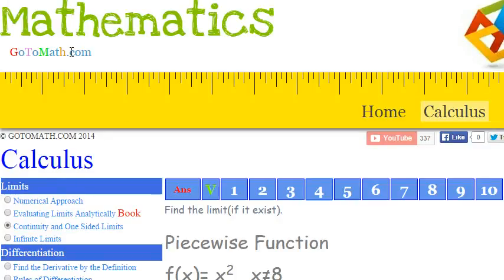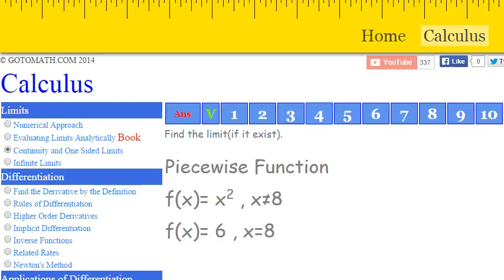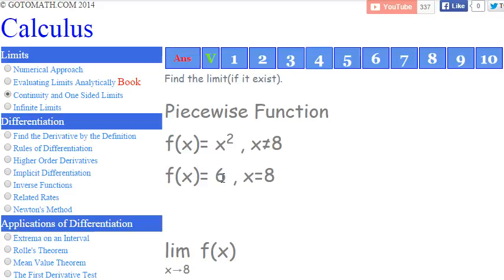We are here at gotomath.com working some calculus, looking at continuity and one-sided limits, and this is the section we're in here. Let's go down and take a look at this problem. We got a piecewise function, not traditionally written like this, but that's the way I'm doing it. We have the limit as x approaches 8 of f of x, and this is what we want to find. So let's move over to the whiteboard and write this out.